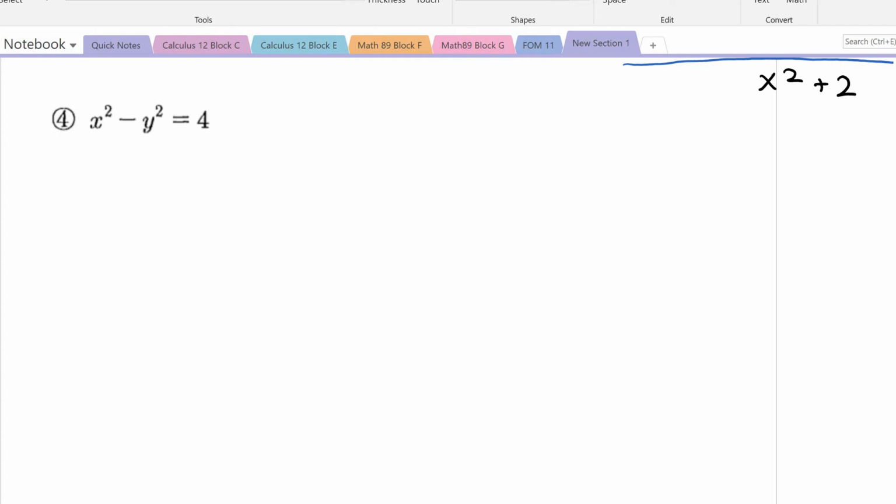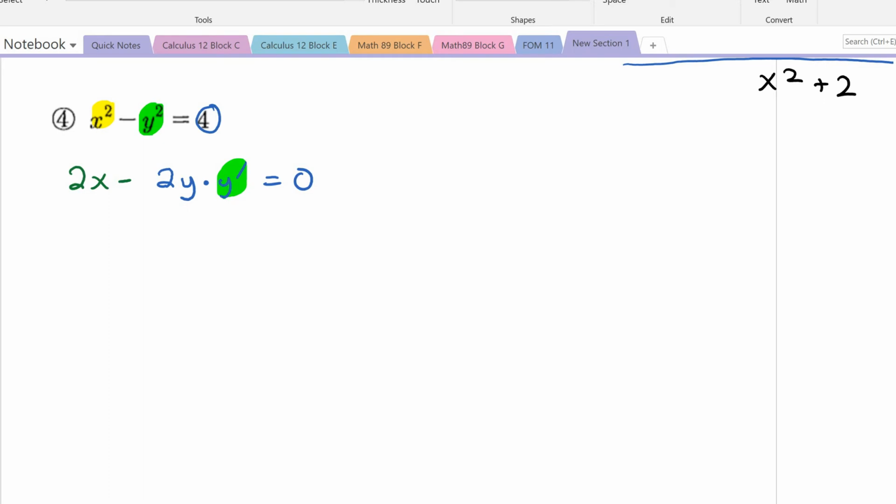x squared minus y squared equals 4. Okay, so this one's slightly a different kind of problem, but let's go ahead and take the derivative of this first guy, which is going to be 2x minus. Now the derivative of y squared, that's going to be 2y times y prime, and the derivative of 4 is going to be 0. Okay, so there's some implicit derivatives happening in this problem, and when you have an implicit derivative problem, you should always isolate for y prime.